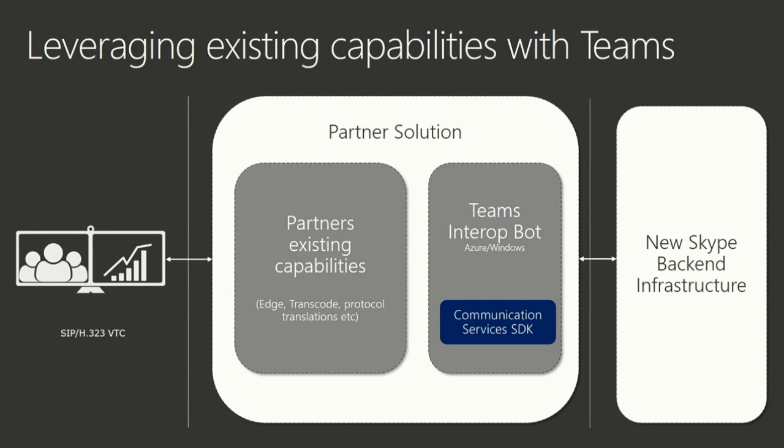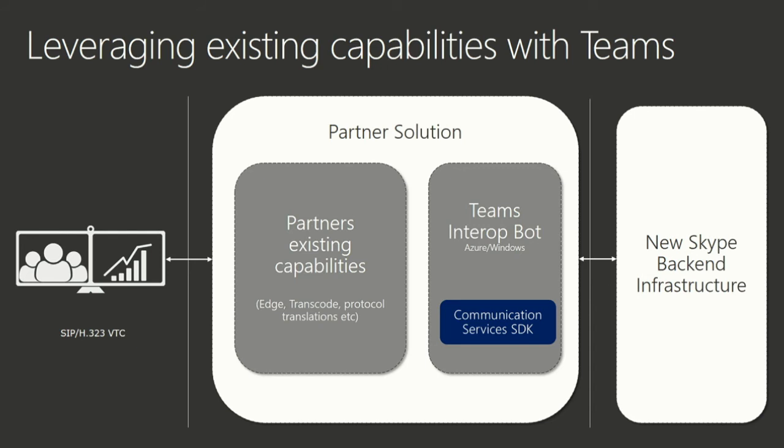Just a little bit about how we are actually leveraging the existing capabilities that our partners already have. Our partners already have a wealth of information and knowledge on how they have already built up their solutions. What I'm going to talk about in this slide is basically how we are enabling Teams as well as leveraging the wealth of information that they already have in using the existing technology. So in this case, we have a partner solution that continues to use their own edge transcoding and protocol translations and everything, and their connection to the VTC leg more or less remains the same.